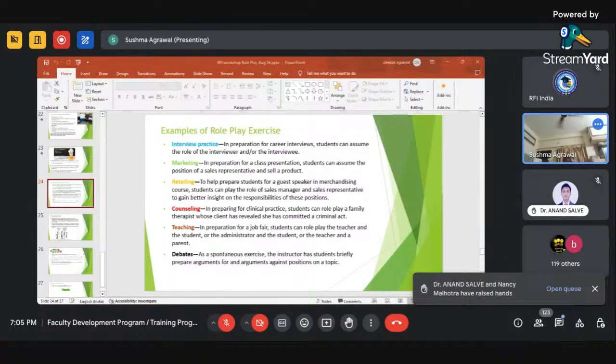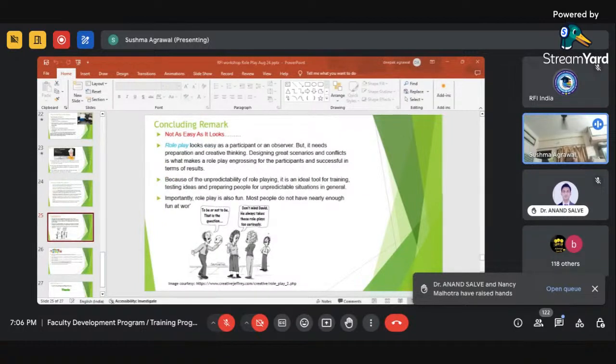Debates. It is a spontaneous activity. The instructor has students briefly prepare arguments for and against a position on a topic. So role play activities in the form of debate can be very, very helpful. And these are things the students are performing since their early childhood.